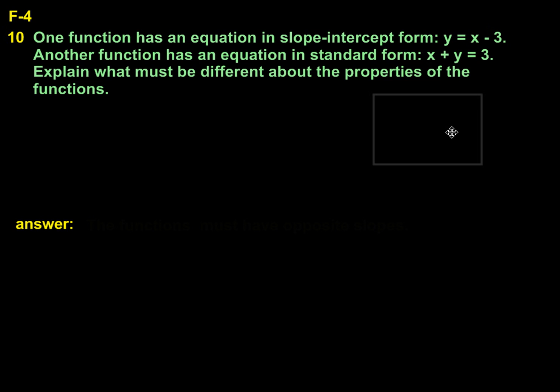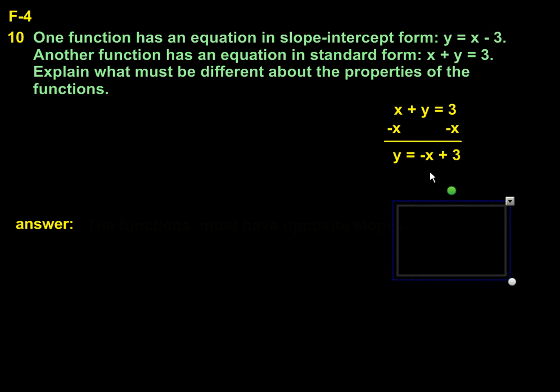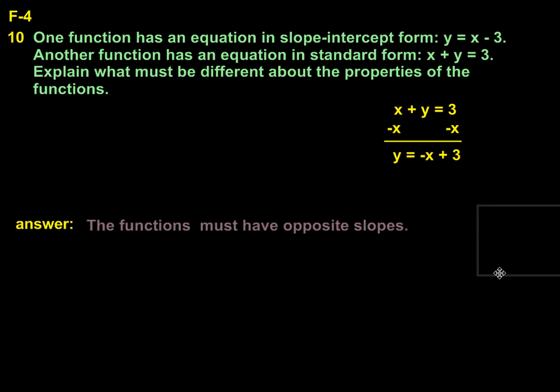So I can subtract x from both sides, which is going to give me y equals negative x plus 3. So now I can compare this equation to y equals x minus 3. So the fact that I have a positive slope and a negative slope tells me that they must have opposite slopes.